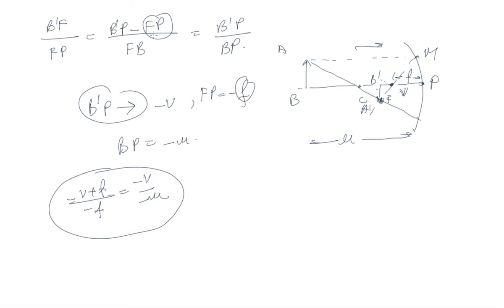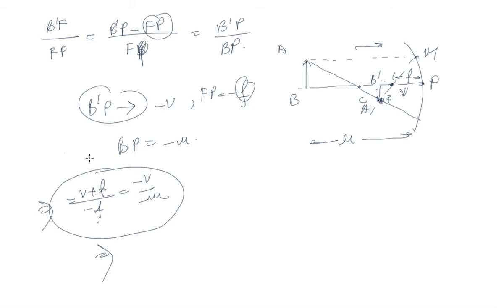What is FP? This is FP actually, so this should also be FP. Now if you look closely, FP is the focus, and FP is minus of F, so this becomes plus. What is BP? This is minus V. So B'P minus BP, this is the proper sign convention that we can use.